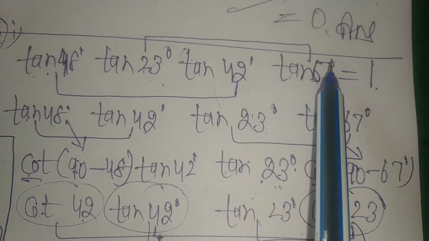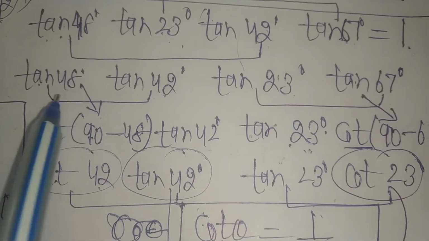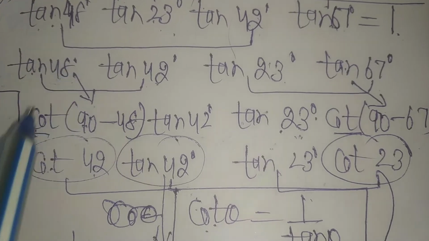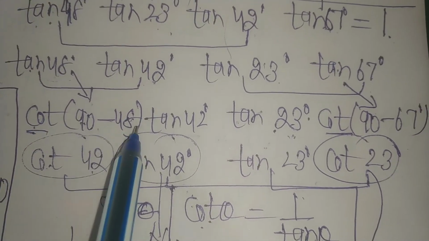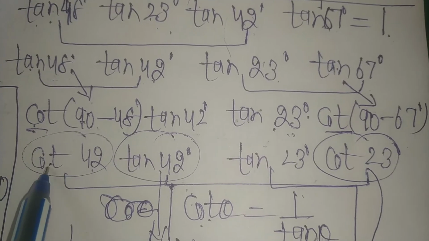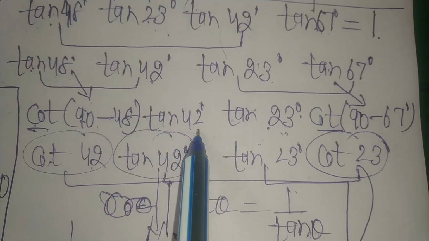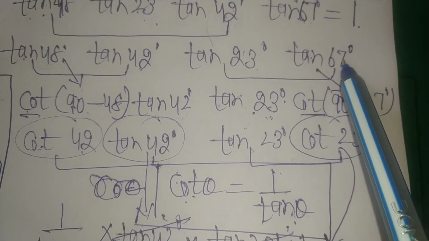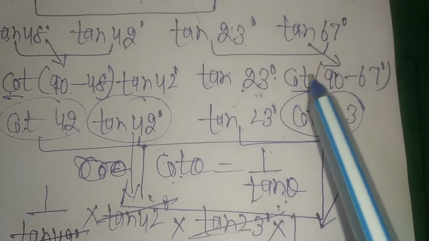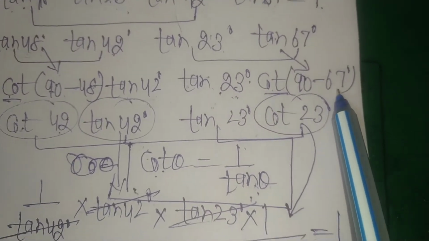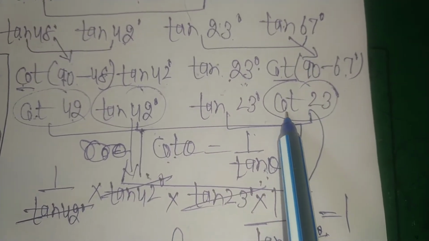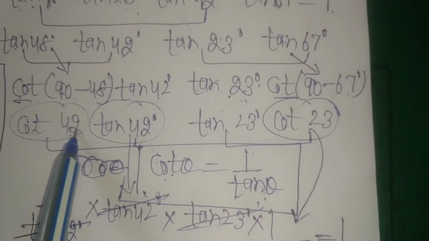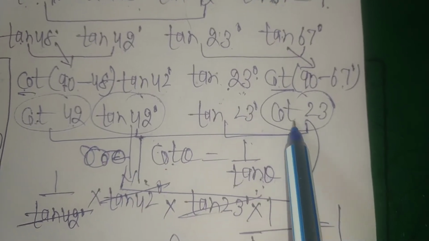And this is tan 23 and tan 67. So now students, we will again change the larger angle. Tan theta will be equal to cot 90 minus theta. So this tan 42 stays as it is, because this is a smaller angle. Now tan 67, again I will convert into cot 90 minus 67. So this will become cot 23 and this will become cot 42. So cot 42, tan 42, tan 23, cot 23.